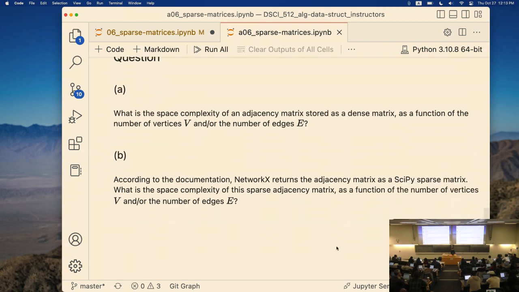Okay, according to the documentation, NetworkX returns the adjacency matrix as a SciPy sparse matrix. What is the space complexity of this sparse adjacency matrix as a function of the number of vertices and the number of edges? Excellent, yes, it would be O of E. Like we saw, what we store is basically the nodes, and then for each node we store information about the edges, and that's what dominates the complexity.